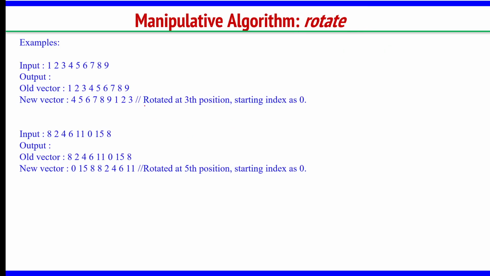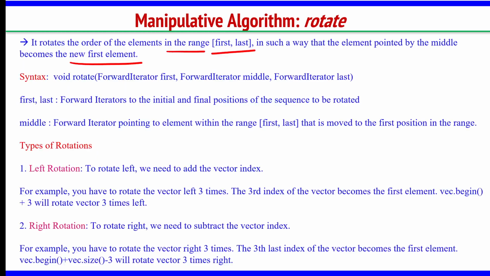So rotating at the third position, 1, 2, 3 I am bringing towards the right side. Left side means, you see I have an array like this, I am rotating from the fifth to the left side, so these 3 I am bringing towards the left side. Rotate right, rotate left. Very, very important algorithm. So what is the syntax?